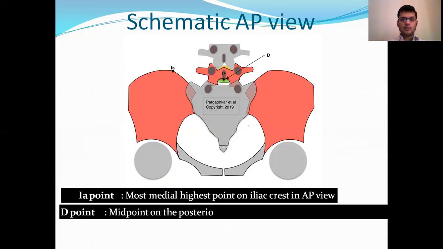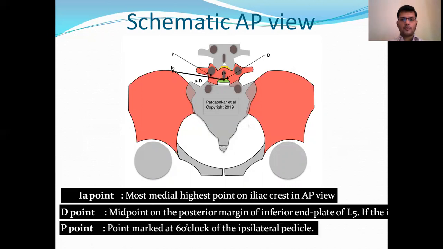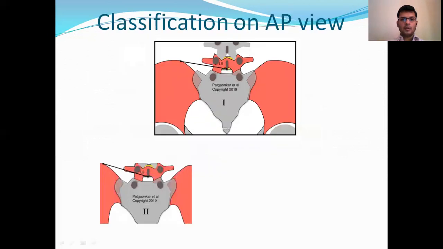The point IA is the most highest point on iliac crest in AP view. The point D is the midpoint of the posterior margin of inferior end of L5, and the point P is the point marked at 6 o'clock position of the ipsilateral pedicle. Line IAD is the line joining the point IA and D.